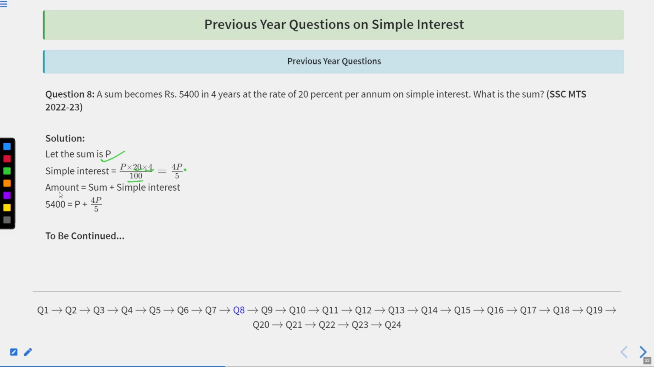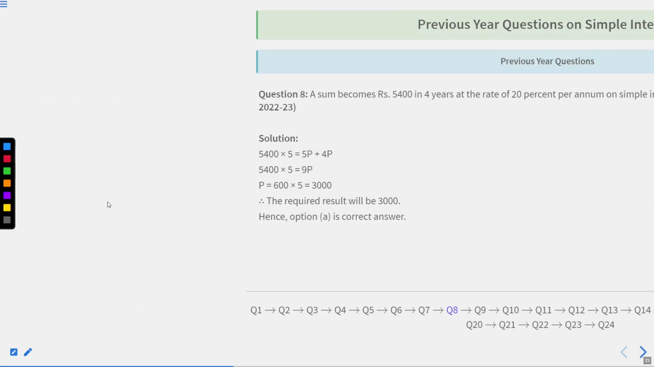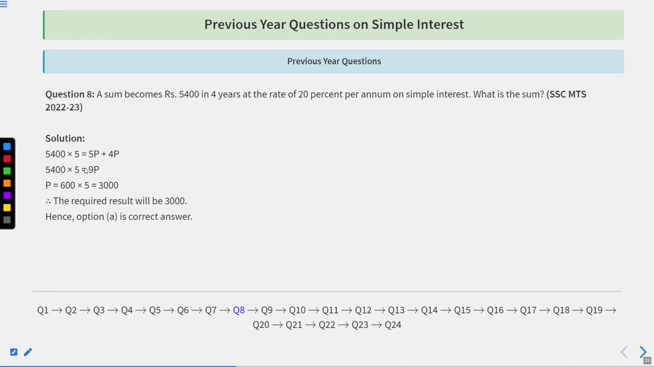And it is given that the total amount becomes 5,400, which is equal to sum plus simple interest. The sum is P and simple interest is 4P upon 5. So when you simplify this, you will have 5400 times 5 equal to 5P plus 4P, and P is equal to 3000. So the required result will be 3000. So the correct option here is option A.